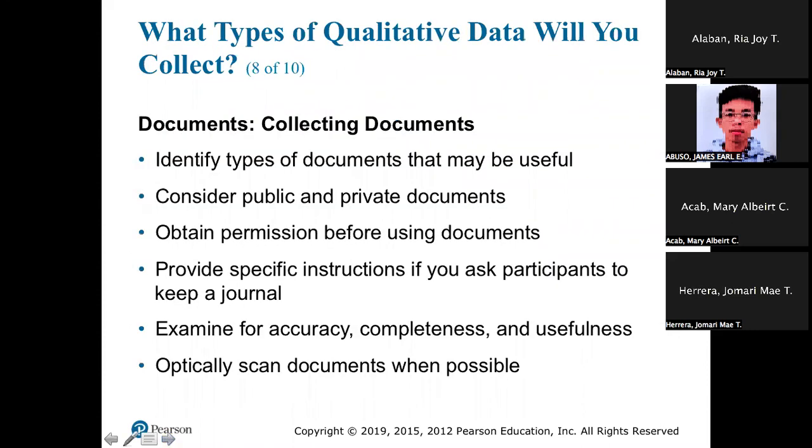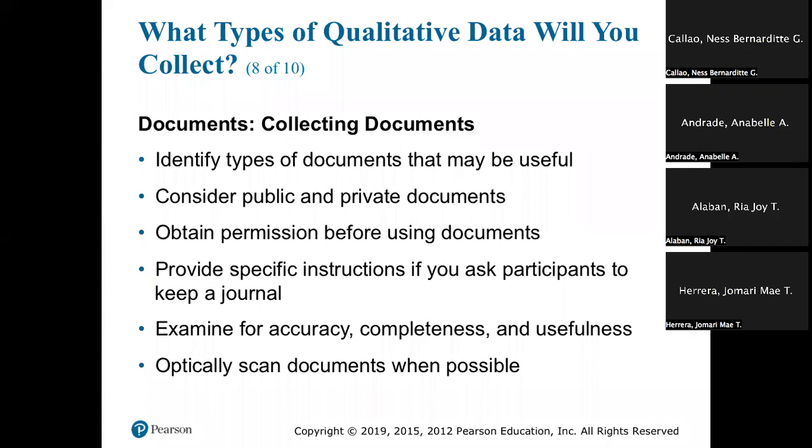Okay, next, collecting documents. James, could you read it? Yes, sir. In collecting documents, identify types of documents that may be useful. Consider public and private documents. Obtain permission before using documents. Provide specific instructions if you ask participants to keep a journal. Examine for accuracy, completeness, and usefulness. Optically scan documents when possible. Okay, so they are all self-explanatory.